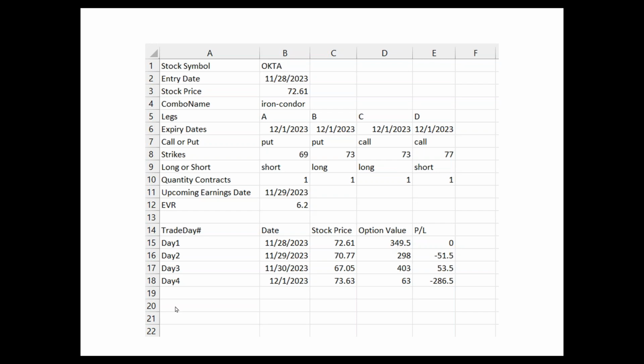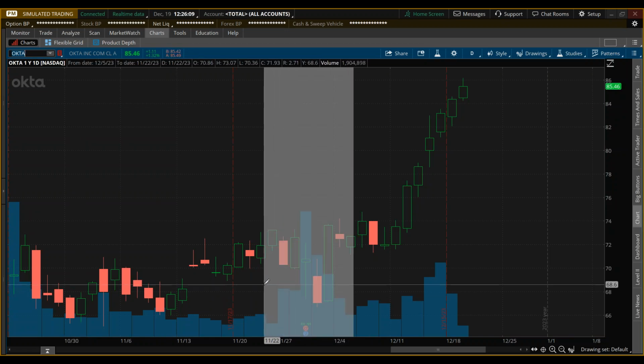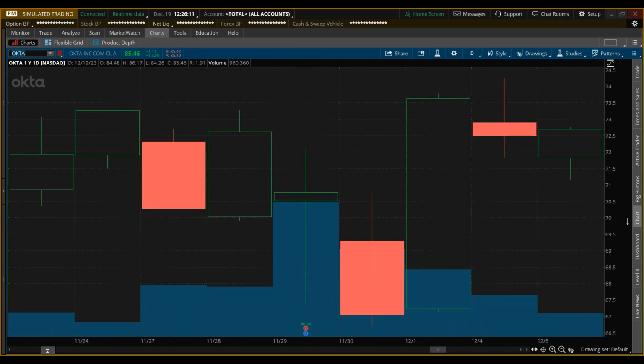Well, OKTA did not move the first day. Let's take a look and see what happened to OKTA. And we'll just zoom right in here. We can see here's the earnings day. Okay, each candle is a daily candle here. And here is the stock closing at about just under $73 the day before the earnings event. This is when we're designing our strategy in the last webinar.